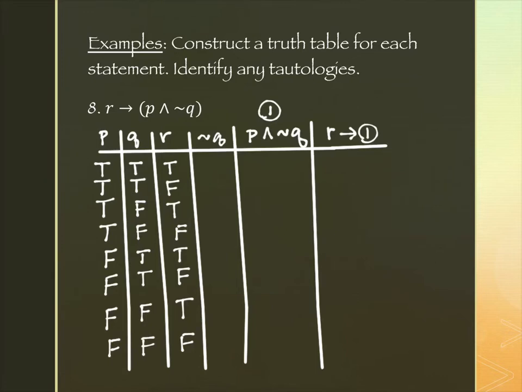We do have a negation column now, a negation of Q. So we're going to go back to column Q. Column Q is the one that went 2 T's, 2 F's, 2 T's, 2 F's. So if I'm negating that, what am I going to do? The opposite. That's going to be the opposite. So it'll be 2 F's, 2 T's, 2 F's, 2 T's.